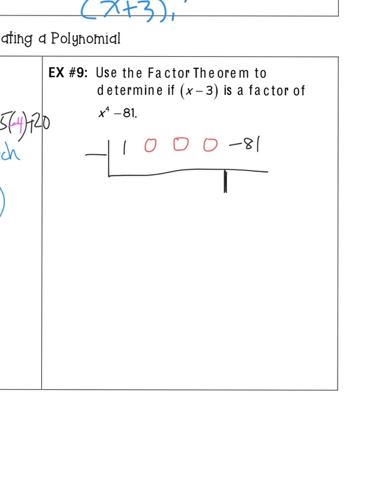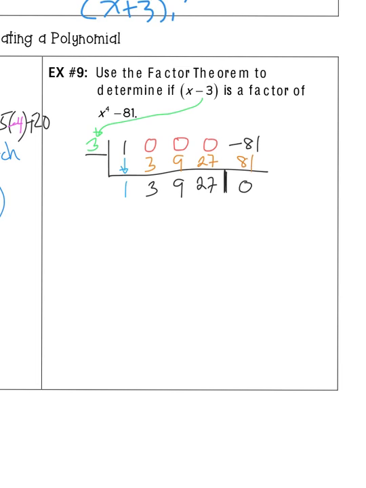Here's where my remainder is going to go on my elf on the shelf. This time they've given me a linear factor, so I am reversing the sign and putting in a positive 3. And then I'm dropping down this 1, and I'm multiplying 3 times 1. 3 times 1 is 3. Add down, I get 3. Then 3 times 3 is 9. Add down, I get 9. 3 times 9 is 27. Add down, I get 27. And then 3 times 27 is 81. Add down, I get 0.